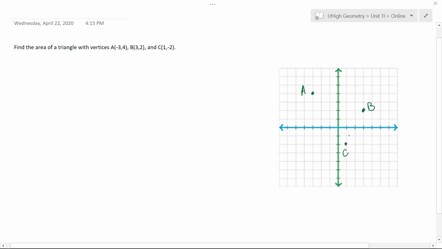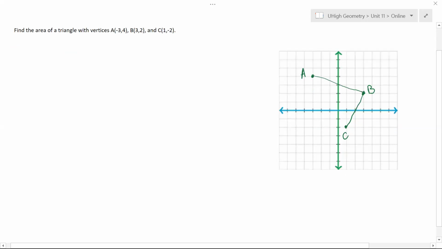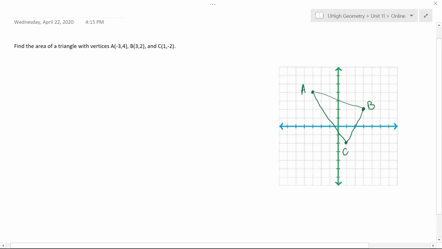So what this is telling me is I'm going to want to find the area of a triangle here. But this triangle doesn't have any lengths that fit nicely onto this coordinate plane. I don't have any lengths that are horizontal, any lengths that are vertical. I also don't have a right triangle, so I don't have a height here.